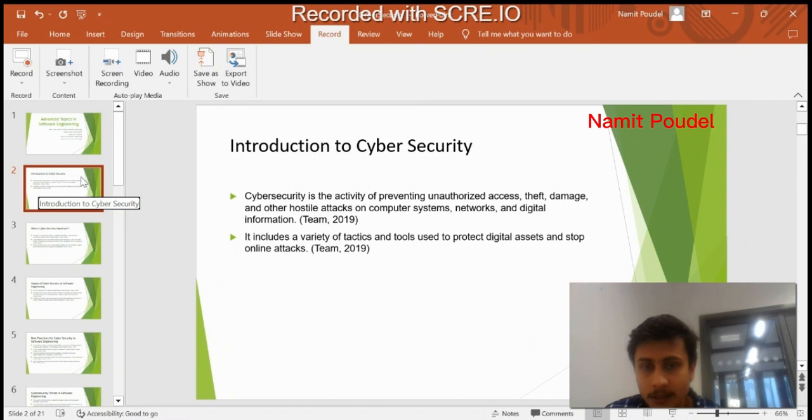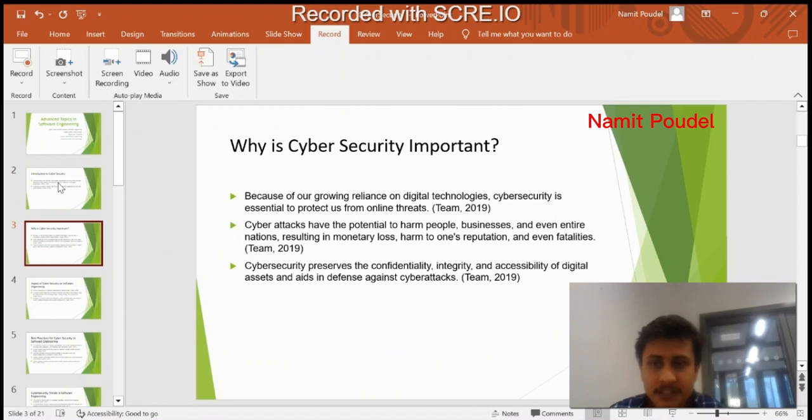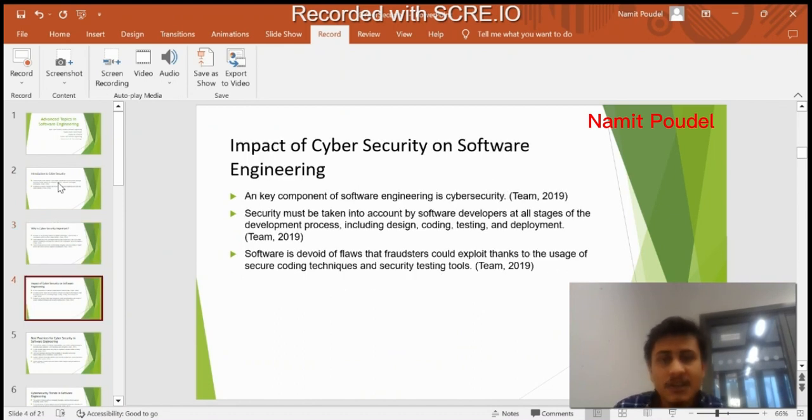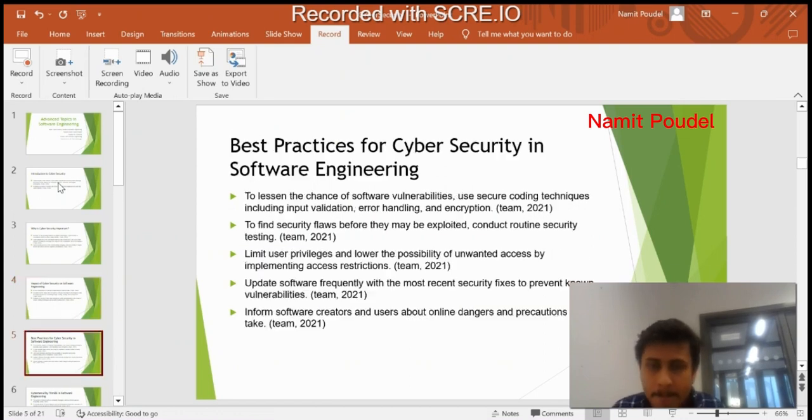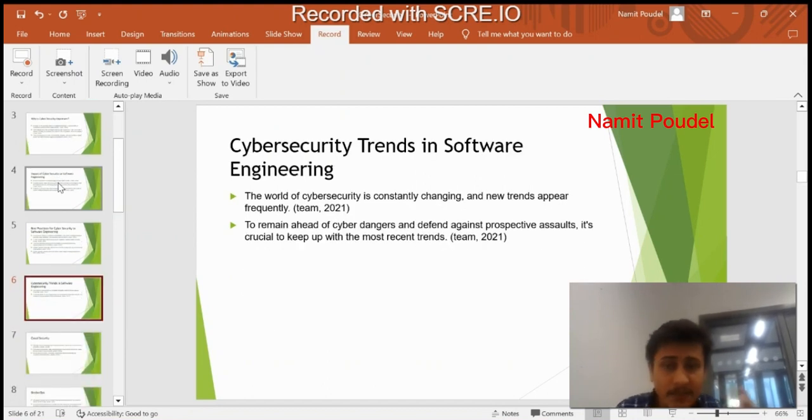Now, to address the gap in my research paper, I have done research on introduction to cybersecurity, why cybersecurity is important, and the impact of cybersecurity on software engineering. As we know, the impact of cybersecurity in software engineering is very interesting, and a key component of software engineering is cybersecurity. The best practice for cybersecurity in software engineering is to limit user privilege and lower the possibility of unwanted access by implementing access restrictions. The cyber trend in software engineering is to remain ahead of cyber dangers and defend against prospective assaults. It is crucial to keep up with the most recent trends.